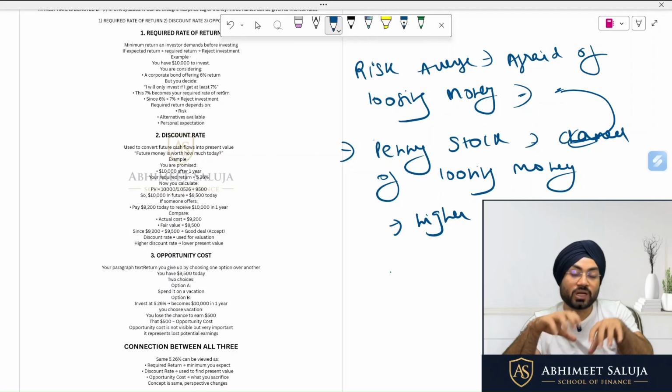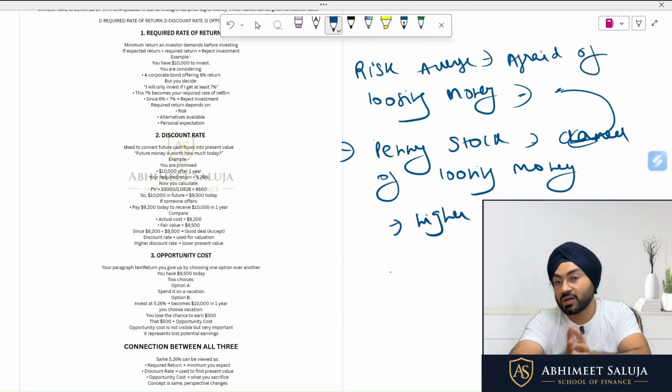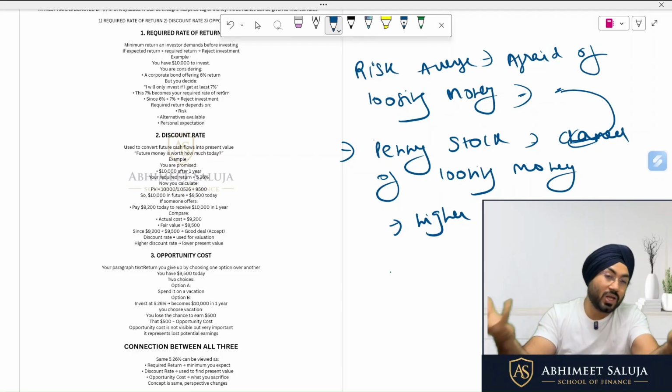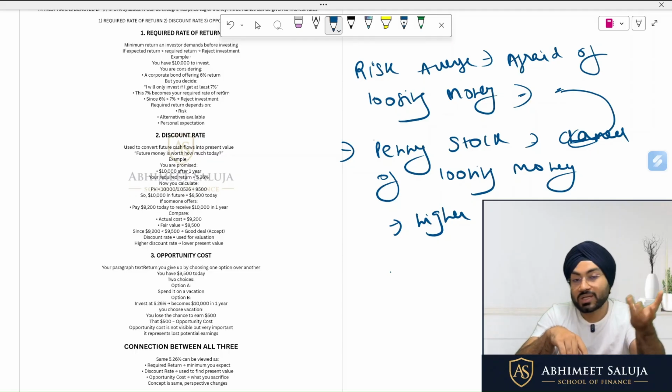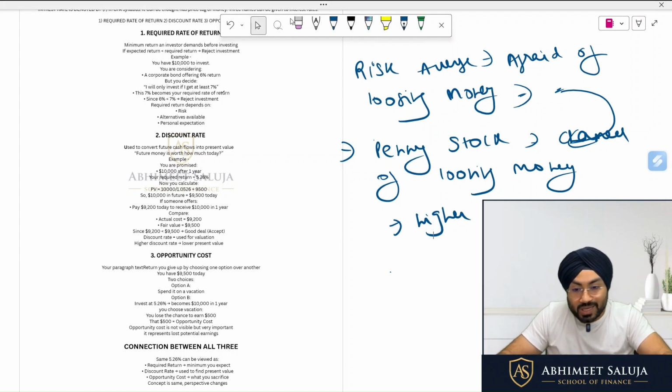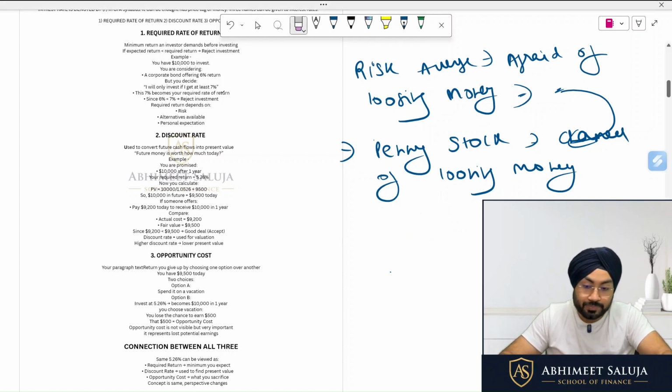On the other hand, if the investor is a risk seeker, he likes to take risk, and penny stocks are an option, he can invest in that asset. Required rate of return would be lesser than what a risk averse investor would be expecting. So it depends upon the personal expectation as well.